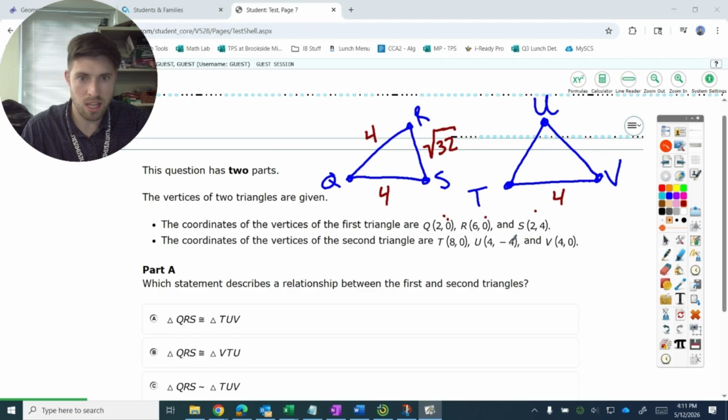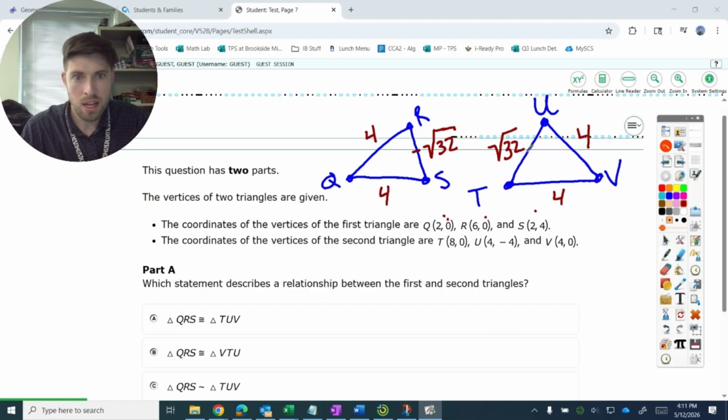The x coordinates are the same. The y coordinate is just different by 4. And so that's U to V. That's also 4. And lastly, I'm going to find the distance. I would actually use the distance formula between T and U. Again, I'm not going to show that here. But what I get is this is also the square root of 32.